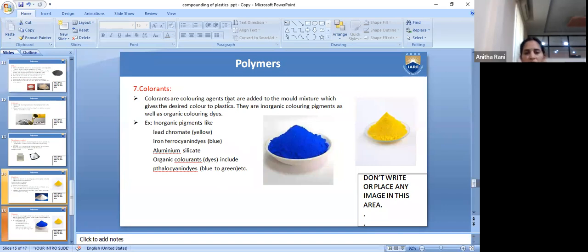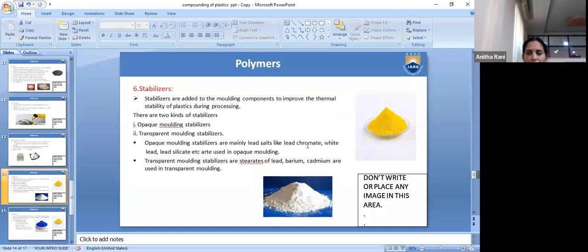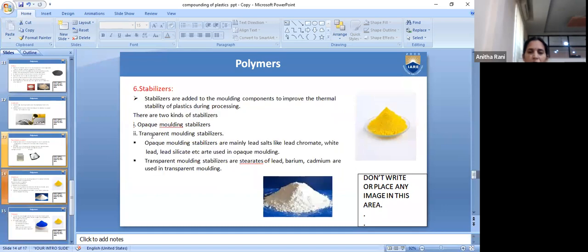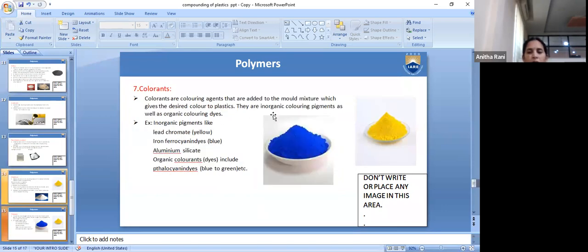Colorants are coloring agents that are added to the molding mixture, which give the desired color to plastics. We will take different colors. There are two types of coloring pigments: inorganic and organic coloring dyes. I gave some examples, students. Inorganic pigments like lead chromate, which is yellow in color. So here also we are using lead chromate. It means we can use lead chromate as a stabilizer and also as a color.